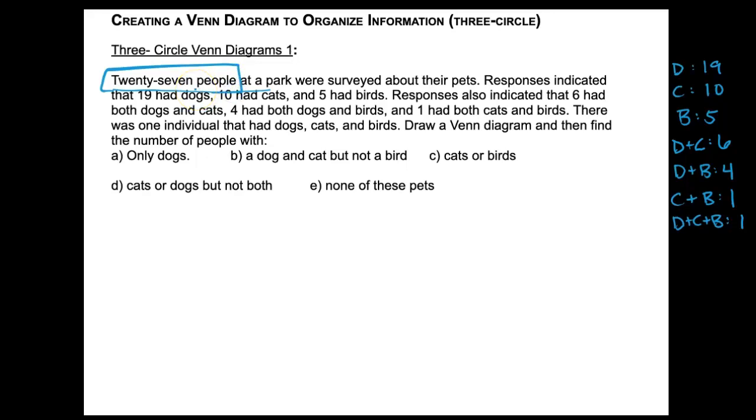And then responses indicated that 19 had dogs. And notice I made a list over here on the side as I read this through the first time. So 19 have dogs, 10 have cats, 5 have birds. And then 6 had both dogs and cats, 4 had dogs and birds, and then 1 had both cats and birds. And then there was one individual that had dogs, cats, and birds. So we're going to draw a Venn diagram to organize all this information and then answer these questions.